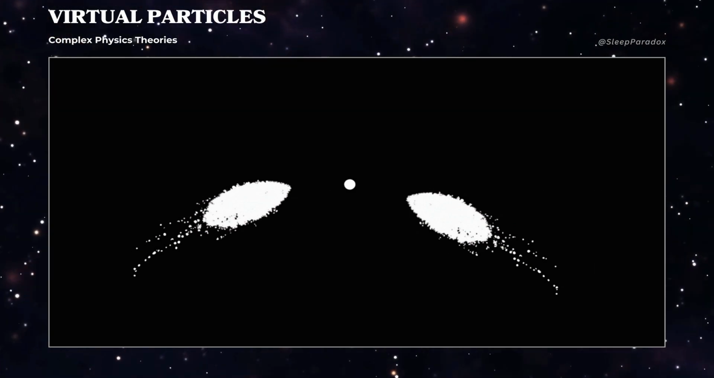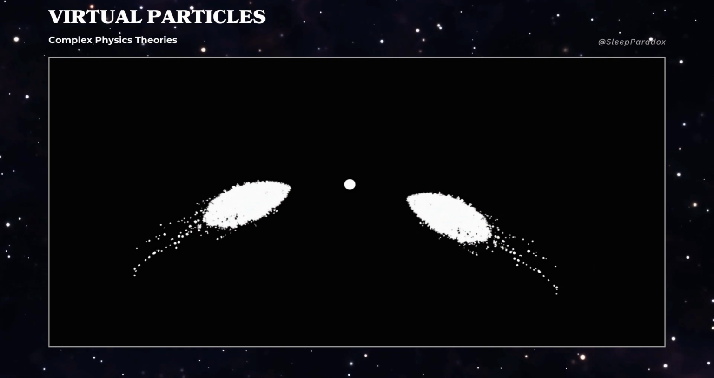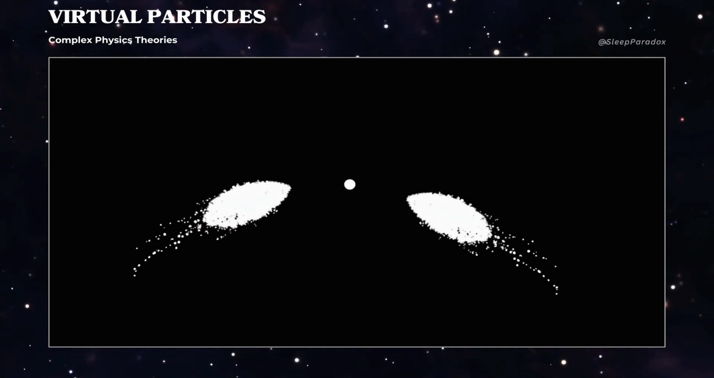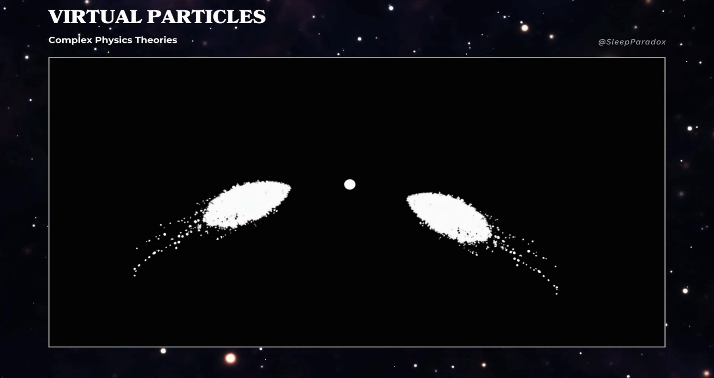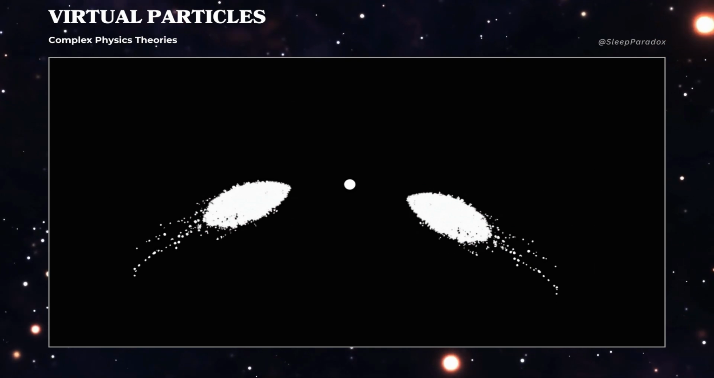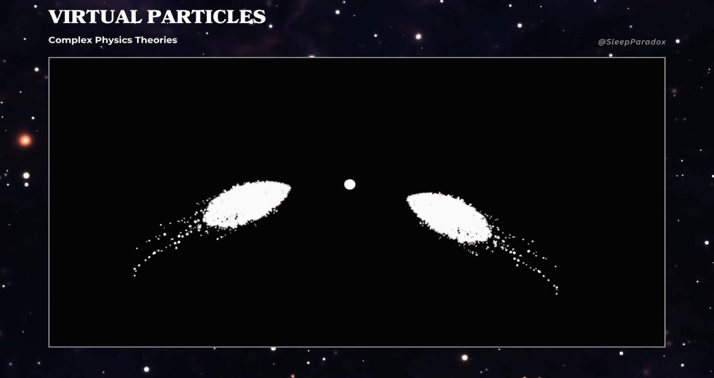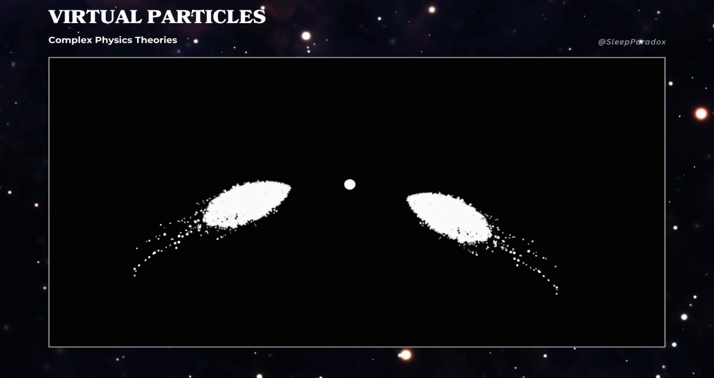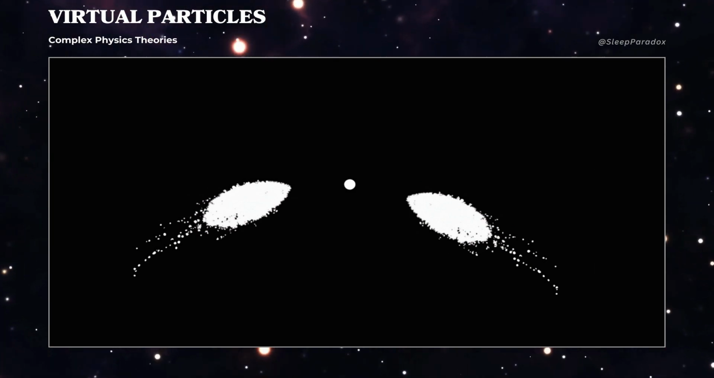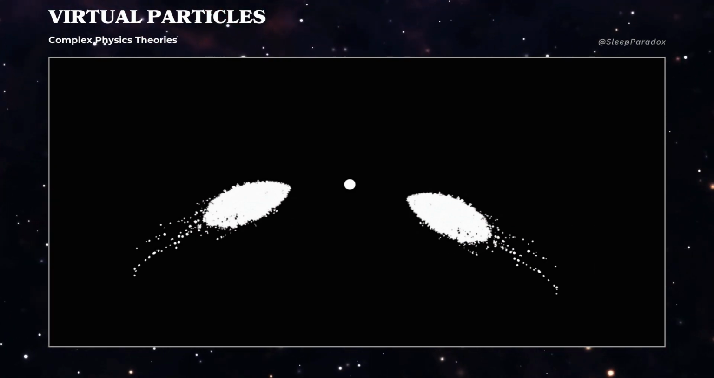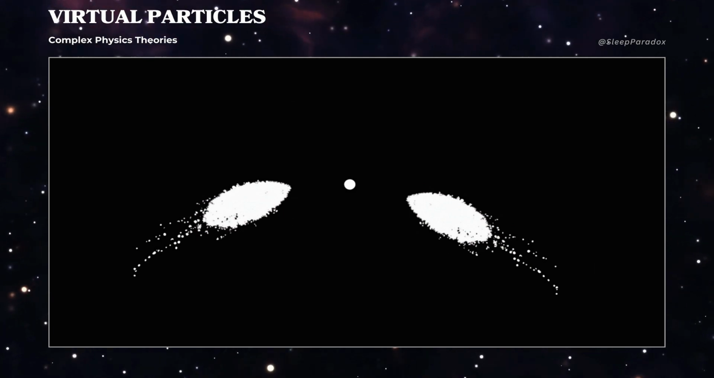But these are not regular photons, like the ones that make up visible light. They are virtual photons. A virtual particle is a temporary disturbance in a field. It appears during an interaction and disappears immediately afterward. It does not satisfy the usual energy and momentum relationships that real particles follow. That's why it can only exist for an extremely short time.